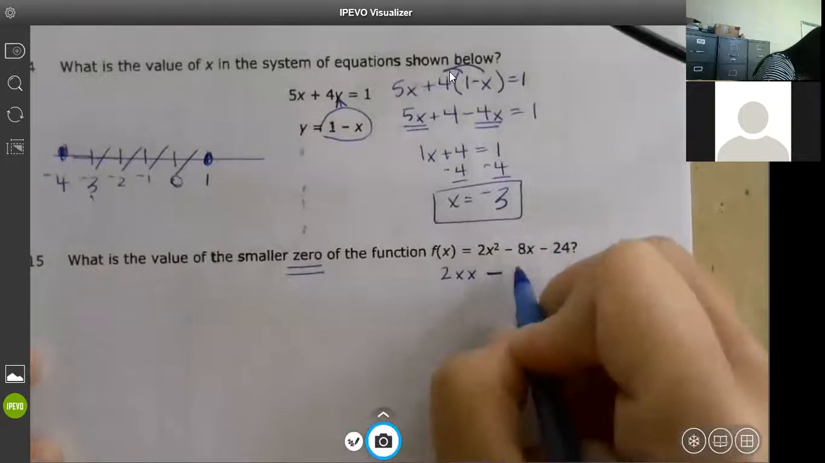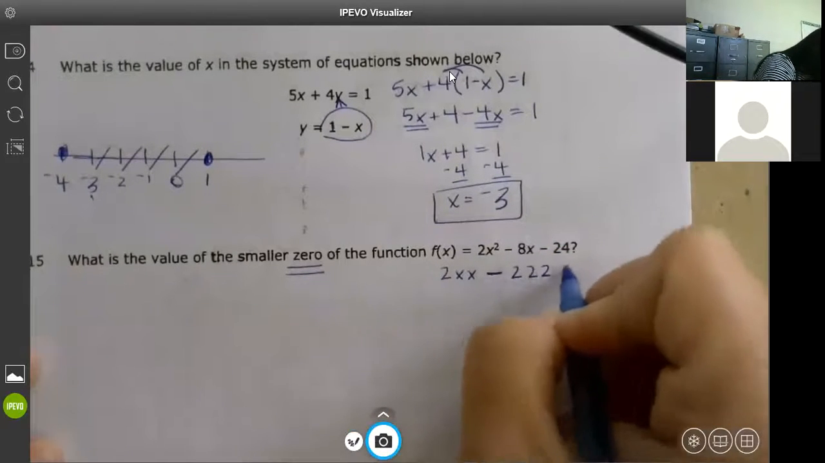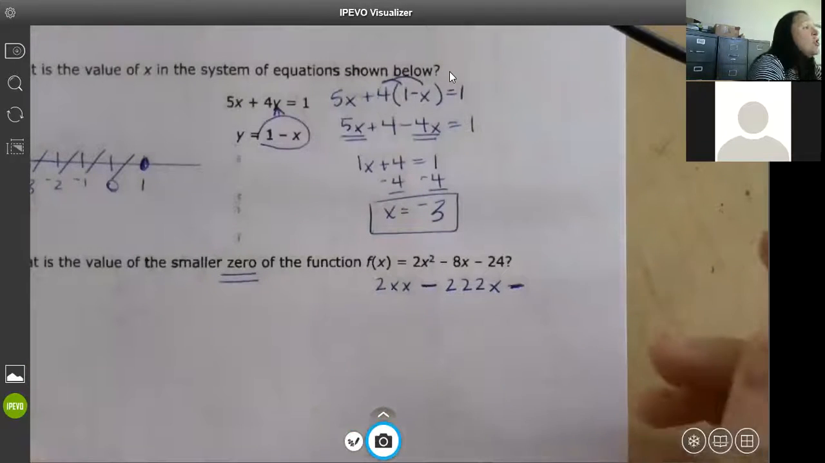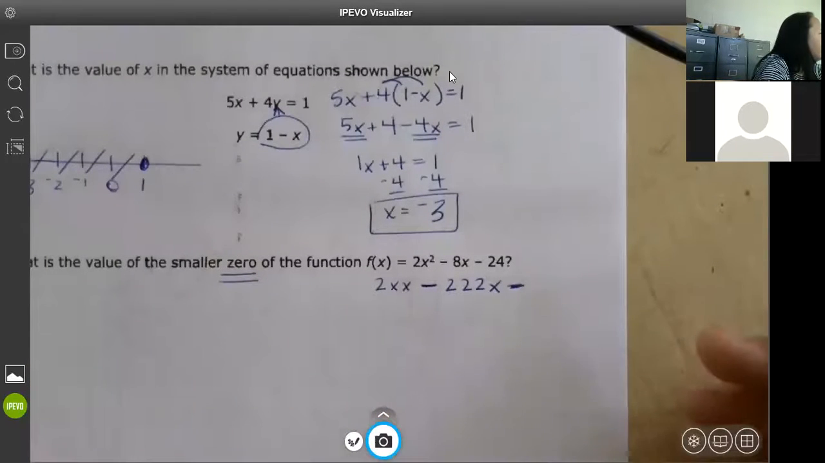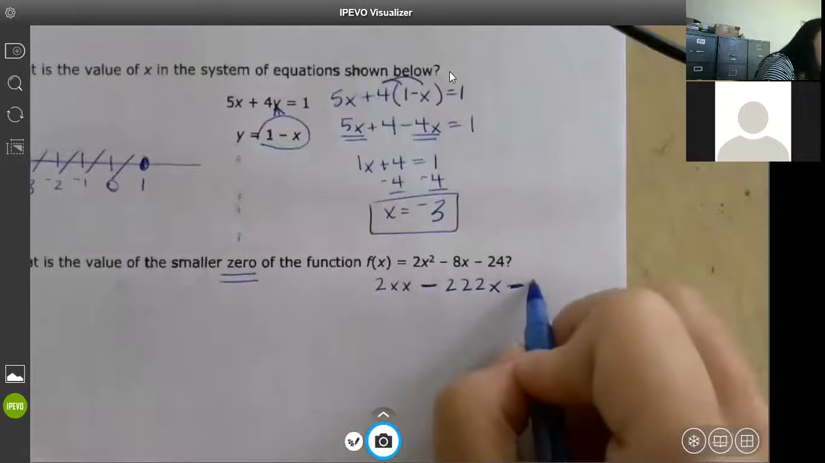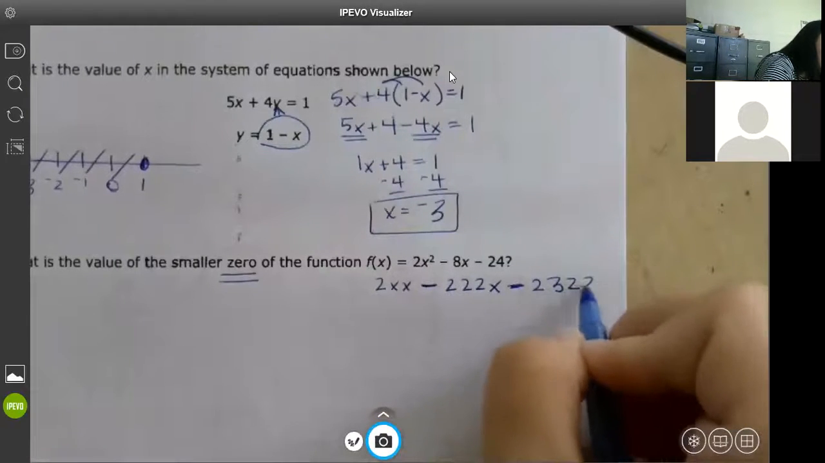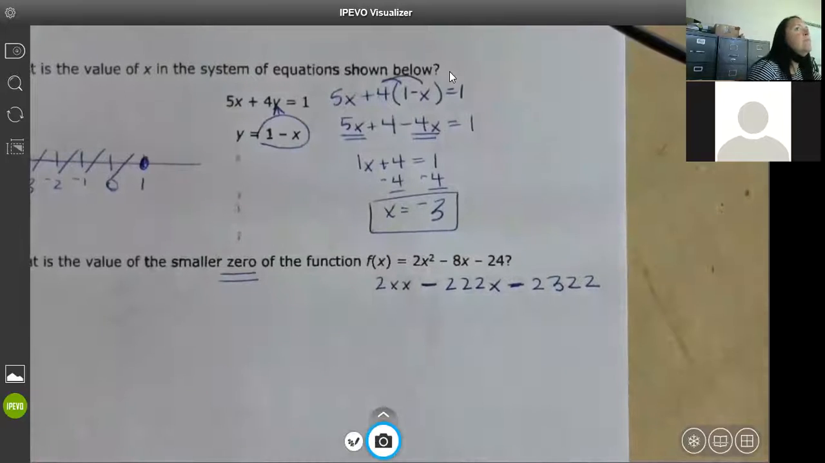Then I have a big fat minus. 8 is 3, 2's and an x. And a minus 24. What are some factors of 24? 6 and 4. So 6 is 2 and 3. 4 is 2 and 2. You could have picked any factors. You could have done 8 and 3. That's fine. It doesn't matter. Do they have anything in common? Not 2.